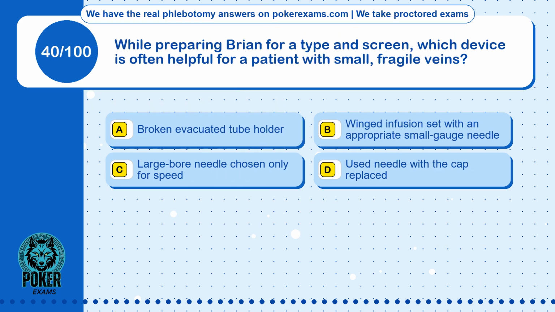Question 40. While preparing for a type and screen, which device is often helpful for a patient with small, fragile veins? Option A. Broken evacuated tube holder. Option B. Winged infusion set with an appropriate small gauge needle. Option C. Large bore needle chosen only for speed. Option D. Used needle with the cap replaced.